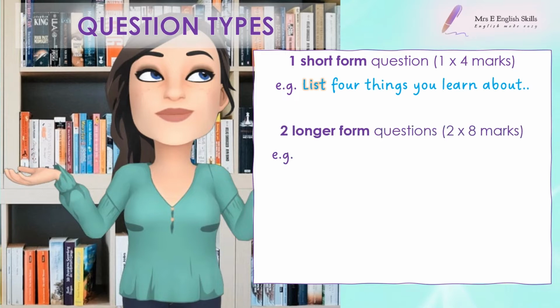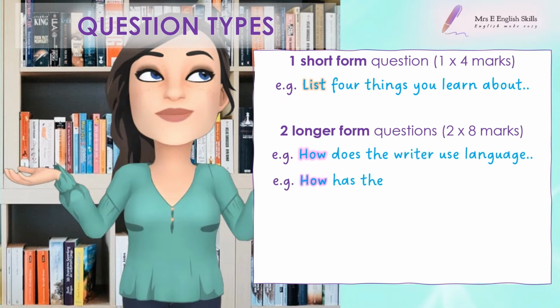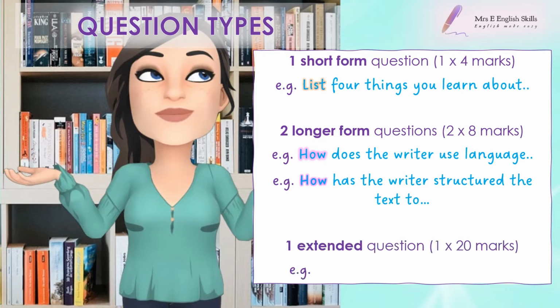Then they have 2 longer form questions, both worth 8 marks. How does the writer use language? How has the writer structured the text too? Finally, they have an extended question worth 20 marks, where you're given a statement and asked to what extent do you agree.